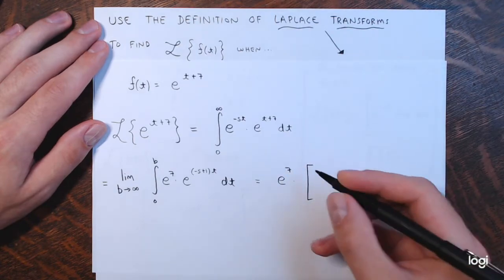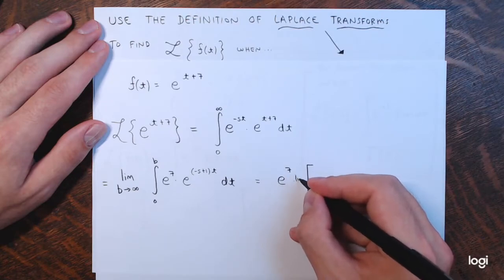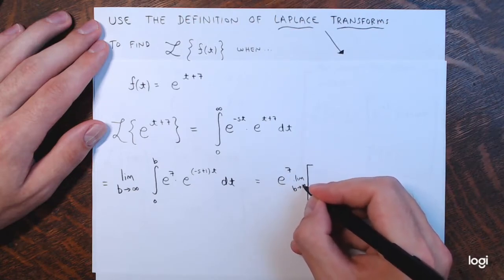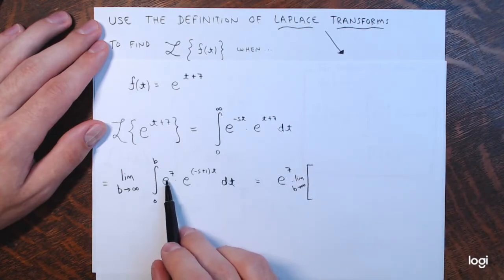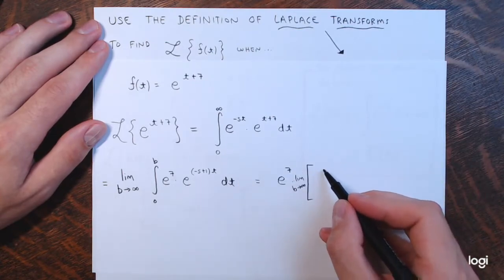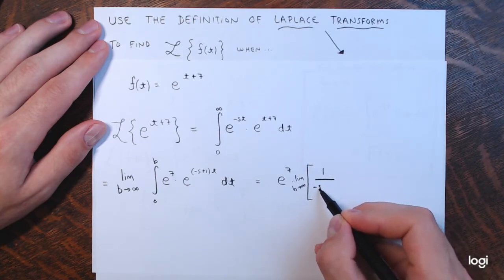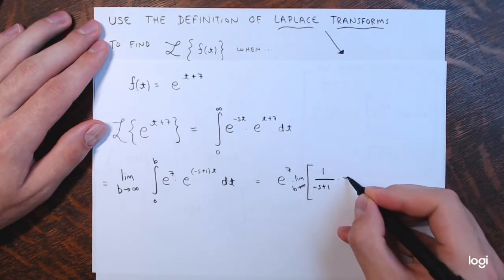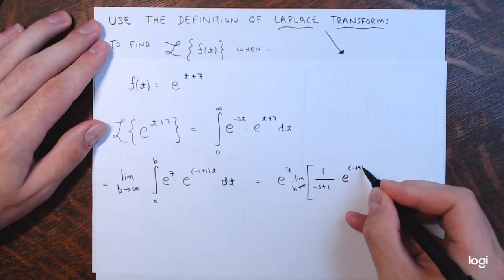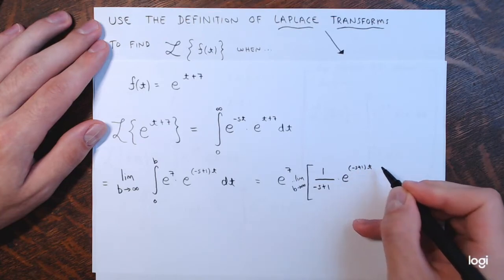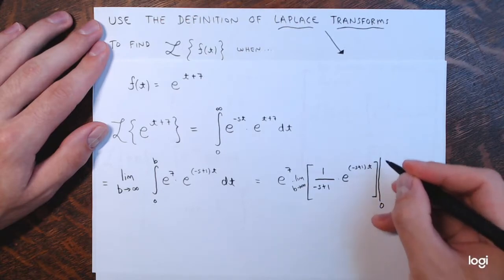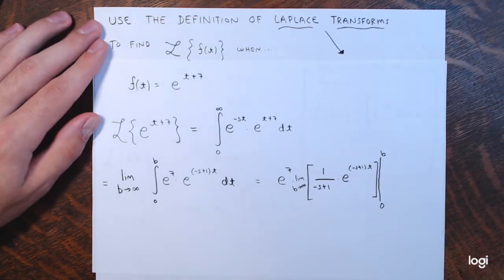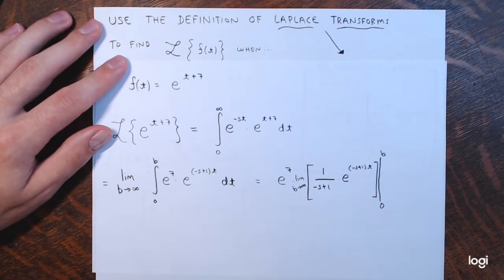times, and then I guess I should write the limit as b approaches infinity of, and then when I pull e to the 7th out, this is a pretty easy integral, right? It's 1 over negative s plus 1 times e to the negative s plus 1, or 1 minus s, whatever you want to write, t. And we're evaluating this from t equals 0 to t equals b, right? And then letting b approach infinity.